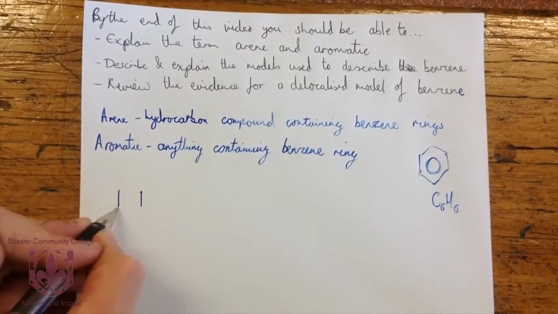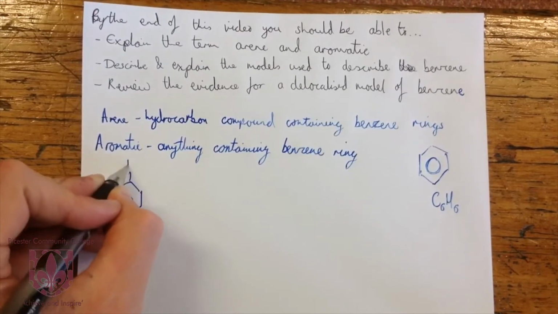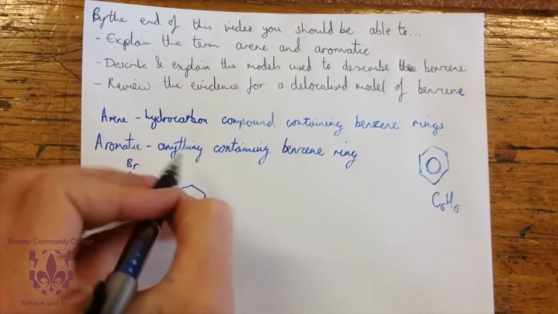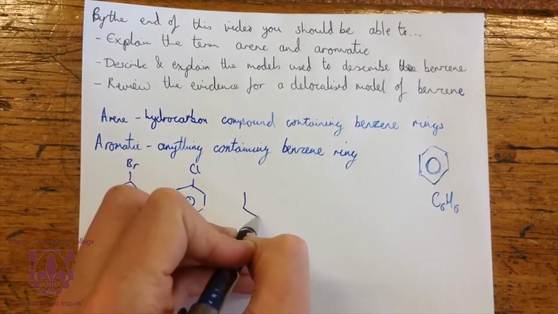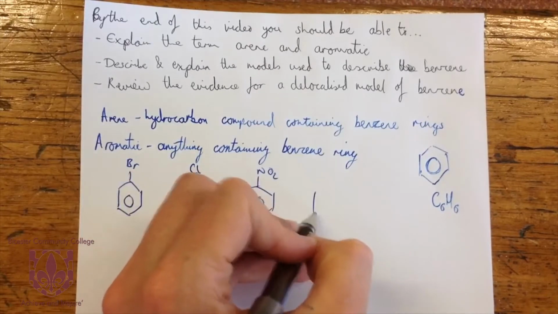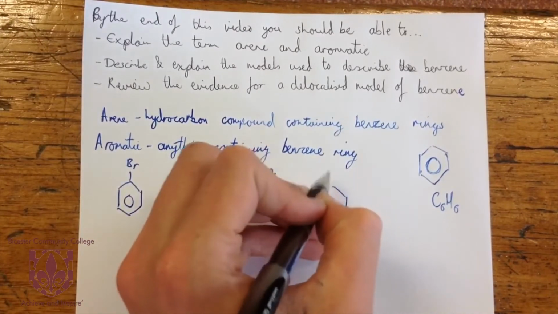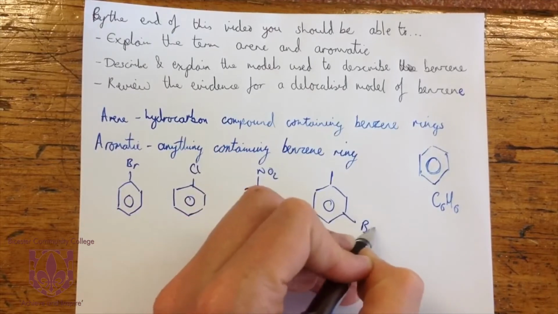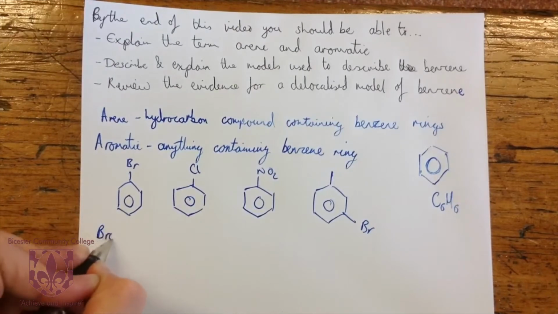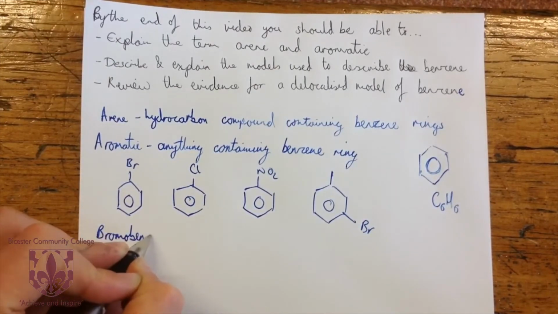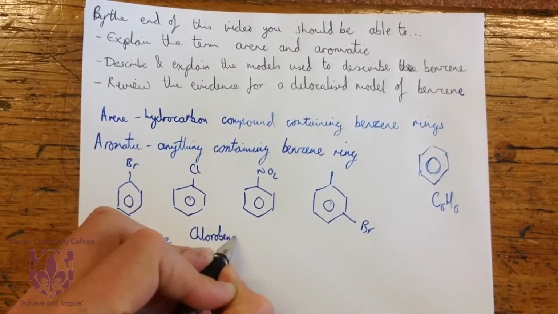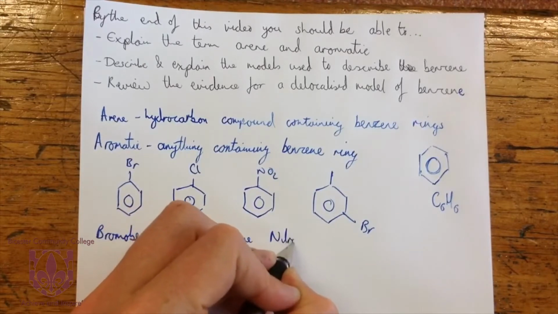Okay, so we'll name some examples. Okay, and let's have one with 2 groups. Obviously this there is just a CH3 off the side. Okay, and this is bromobenzene, then chlorobenzene, and we've got nitrobenzene.